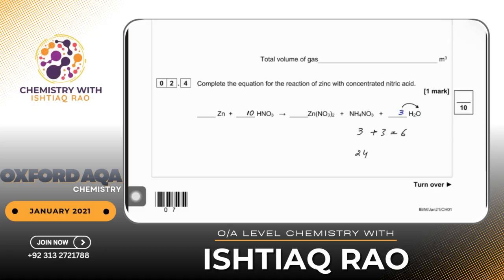So what if I would be writing 4 over there? 4 into 2 is 8. 8 into 3 is 24, isn't it? So this is balanced. And after writing 4, the zinc is 4, so I'm supposed to write 4.